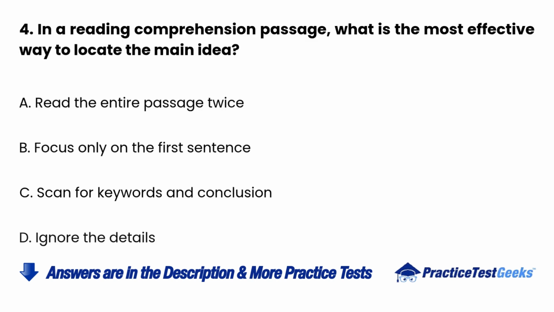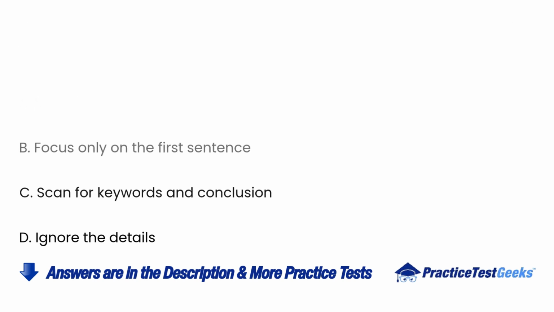4. In a reading comprehension passage, what is the most effective way to locate the main idea? A. Read the entire passage twice. B. Focus only on the first sentence. C. Scan for keywords and conclusion. D. Ignore the details.